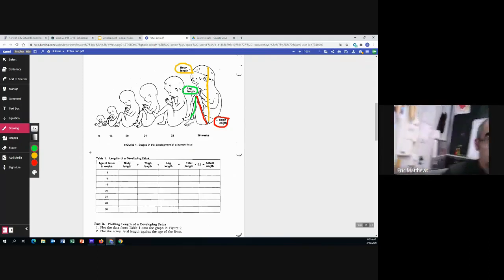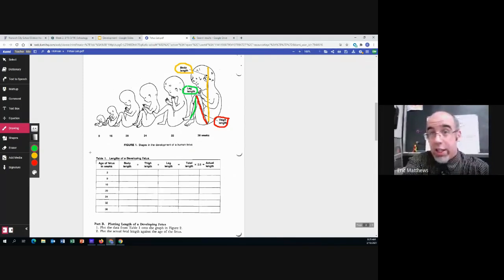All right, so there are ways to get these measurements done even if you do not have a ruler with you.